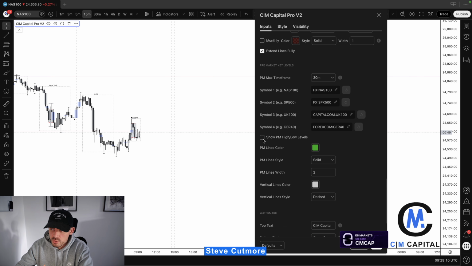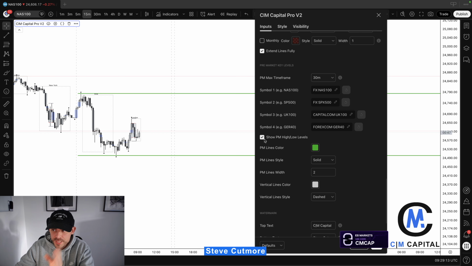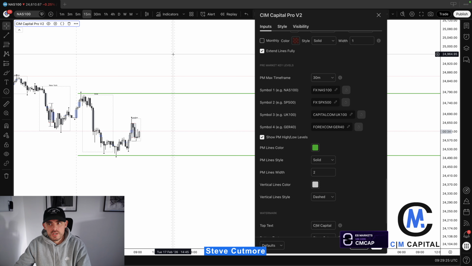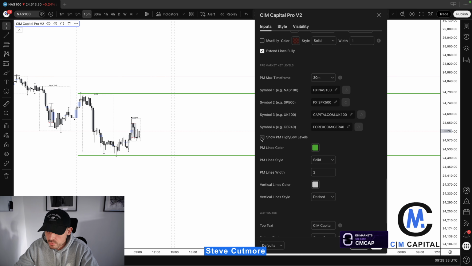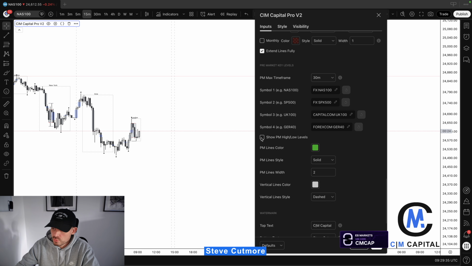And then I do have show PM high and low levels. This just literally plots out the highest point and the lowest point of that range. So between the opening of the daily and then the stock exchange open, it cuts off here. It plots out the most extreme ranges, and they are marked out as key levels. But I don't really use them anymore. But they are useful sometimes.